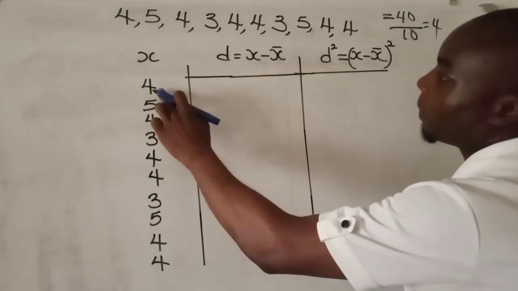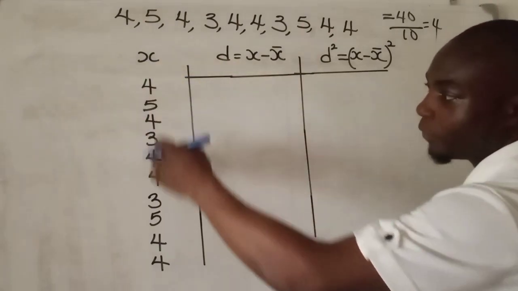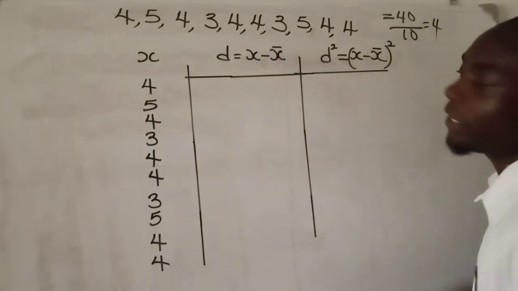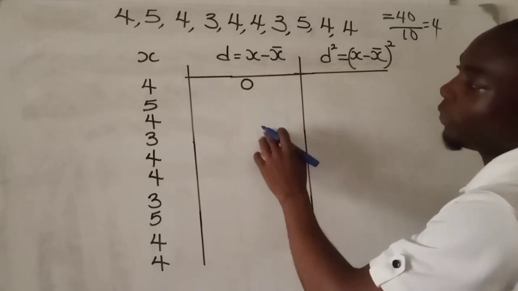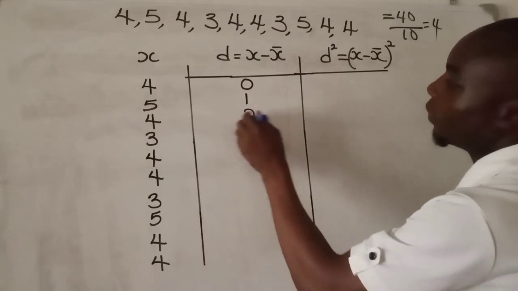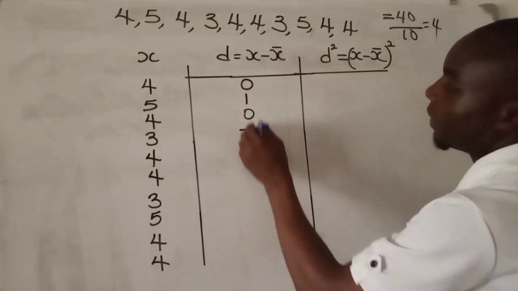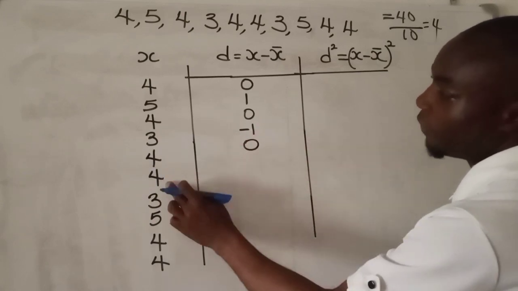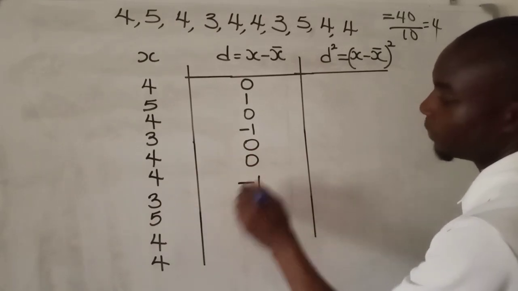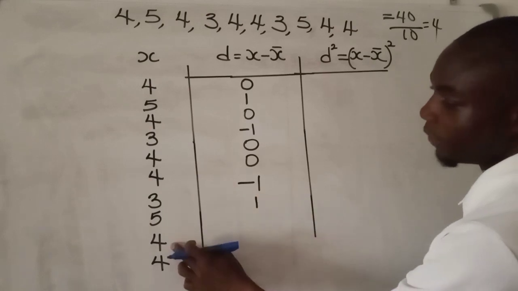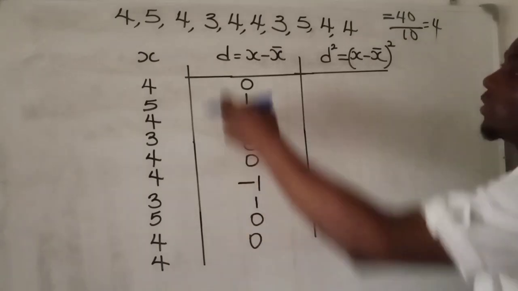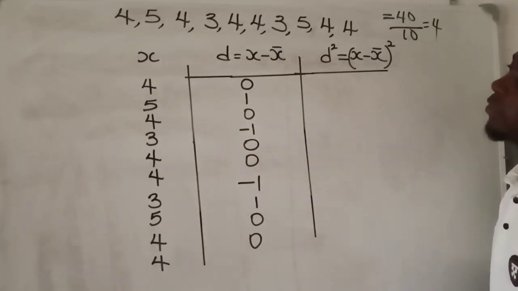So to get the deviation, our x, our list of numbers here, the first one is 4. So 4 minus our mean. Remember, our mean is 4. So 4 minus 4, we'll have 0 here. 5 minus 4, our mean, we'll have 1. 4 minus 4, we'll have another 0. 3 minus 4, we'll have minus 1. 4 minus 4, we'll have 0. 4 minus 4 again, we'll have 0. 3 minus 4, we'll have minus 1. 5 minus 4, we have 1. 4 minus 4, we have 0. And 4 minus 4, we have 0. So we're done with the part that talks about the deviation.